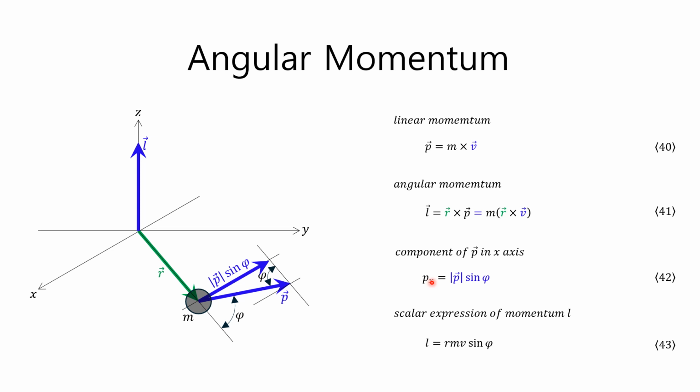The linear momentum component p_perpendicular to the position vector r can be expressed as a scalar quantity, as in equation 42. Therefore, from equations 41 and 42, using the angle phi between the position vector and the linear momentum vector, the angular momentum L of the point mass can be expressed as a scalar quantity, as in equation 43.